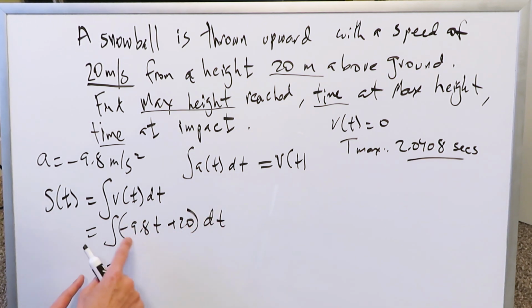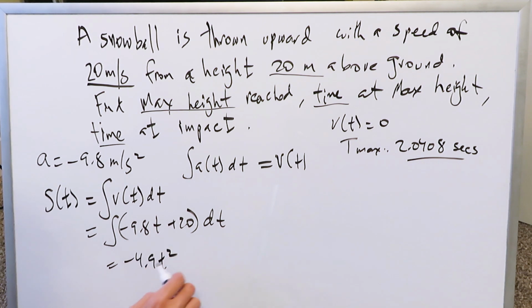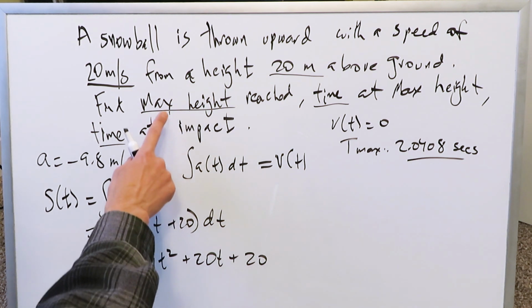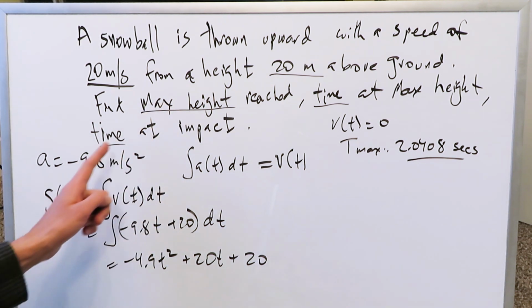When you integrate this, you get minus 9.8t squared over 2, which is minus 4.9t squared. Remember, it's polynomial integration. Plus 20t plus, well, we can put a d over here. Our constant of integration here is d. We can represent d by the numerical value 20 because the snowball is being thrown from an initial height of 20. That becomes my position function, utilizing the fact that the ball was initially thrown from a height of 20 meters above the ground. We now have to find the time at impact and the maximum height. We can find the time at impact.